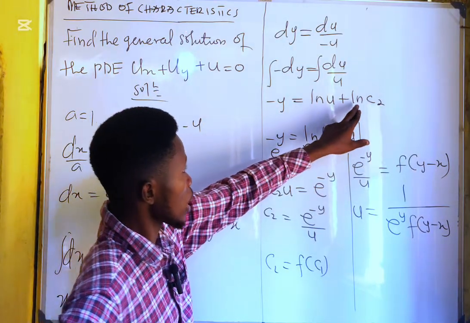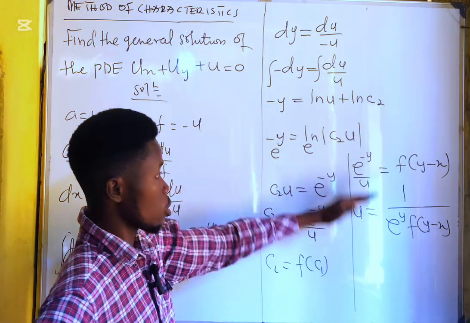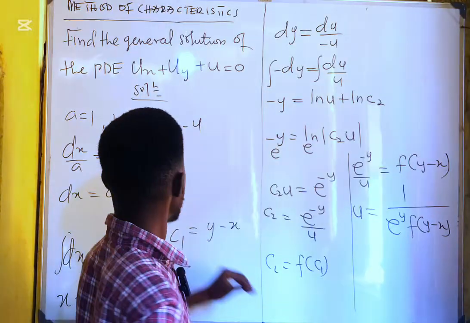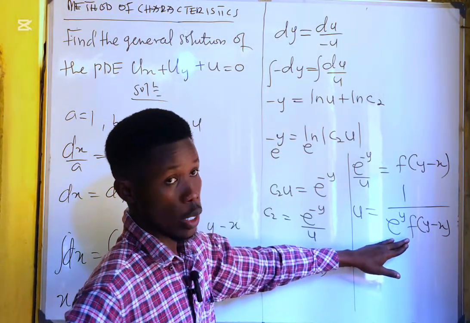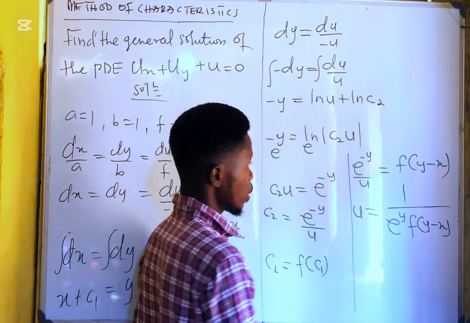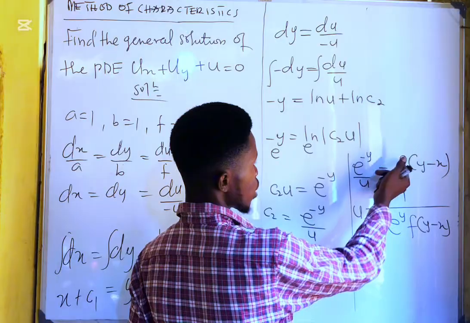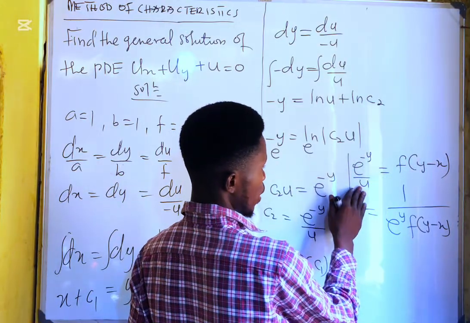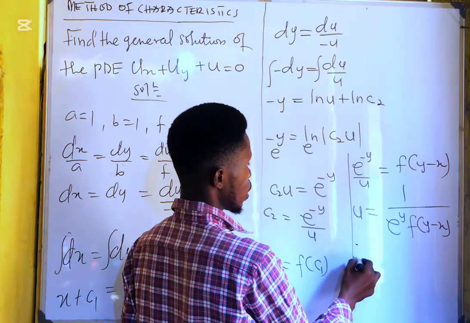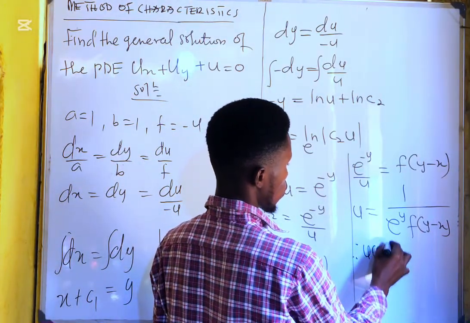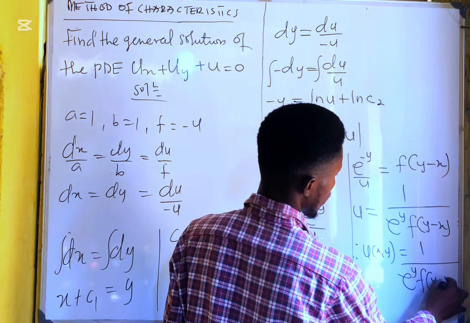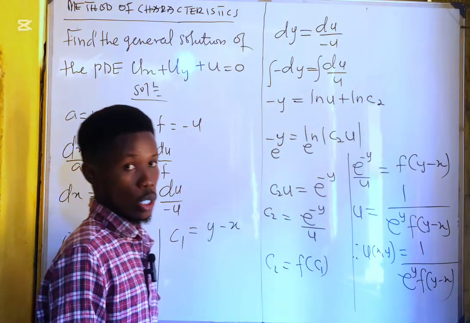You see, someone can decide not to bring the ln and solve it like that. You also get the answer. Here is a general solution, it might not be the same. But when it comes to the particular solution, like if an initial condition was given to us and we have to substitute, no matter what general solution you had, you all get the same answer. So it doesn't matter. If you are confused about this one, cross multiplication, the u will come here, the f of y minus x will be here. And this is negative. When it comes over, it becomes positive. So therefore, the general solution of u(x,y) will be 1 over e to the power y times f of y minus x. So this becomes the answer to this question.